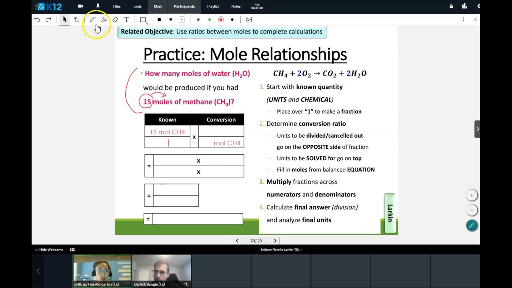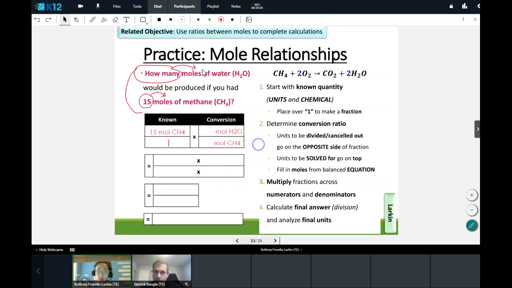And on top, what am I solving for? Think about how many what? Both units and chemical. Yeah, H2O is the chemical. The units would be moles. Yep, moles of water, H2O, goes on top.